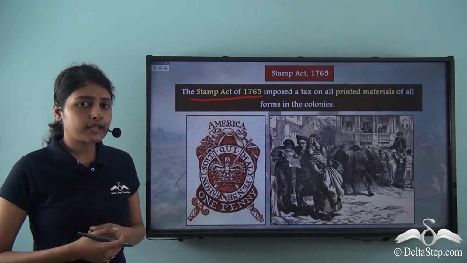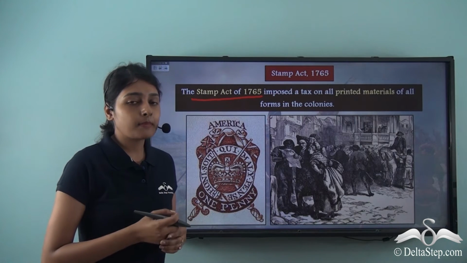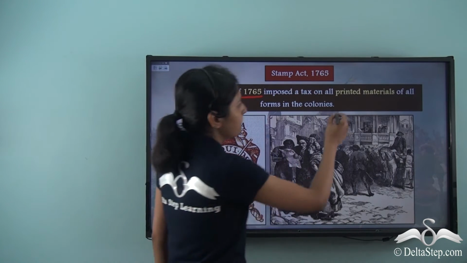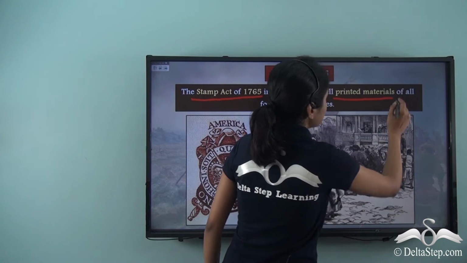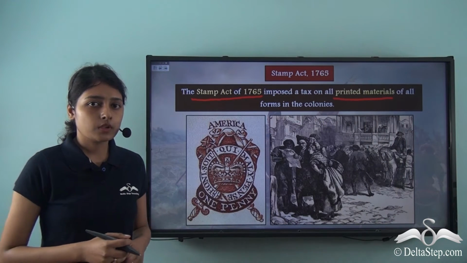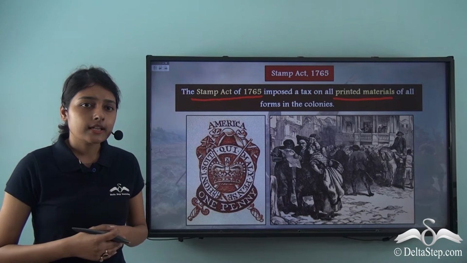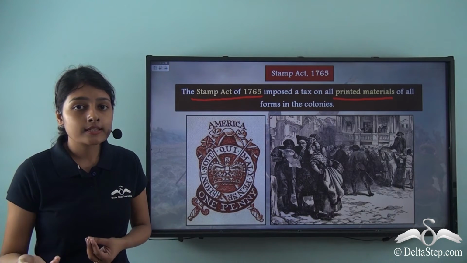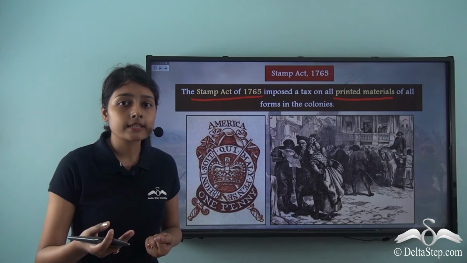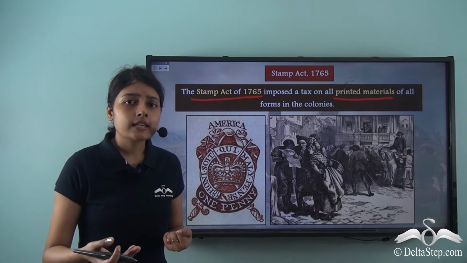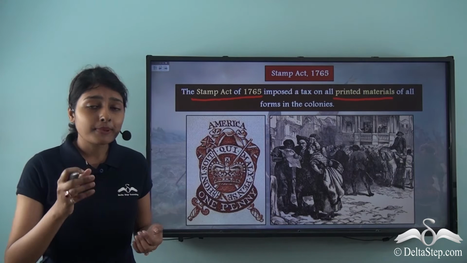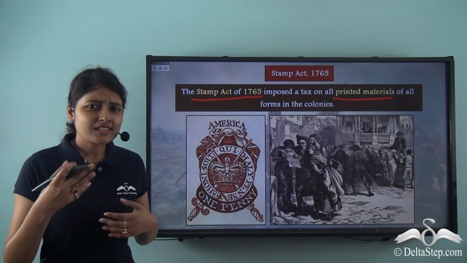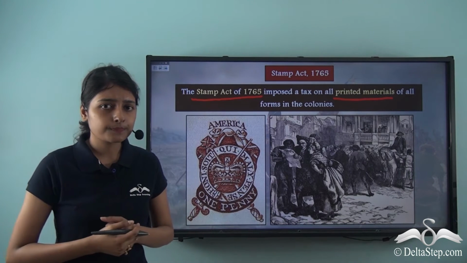What did this stamp tax mean? This tax meant that all sorts of printed materials were supposed to be taxed. What were these printed materials? These printed materials could range from legal documents, papers, newspapers, certificates, bonds, even children's books and playing cards. This is very unfair, isn't it so?